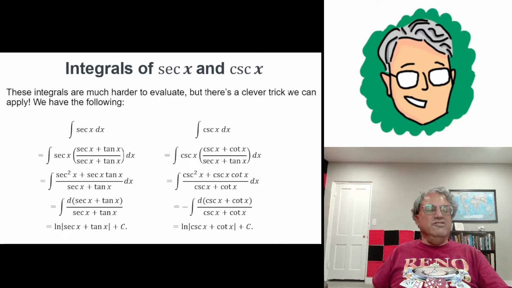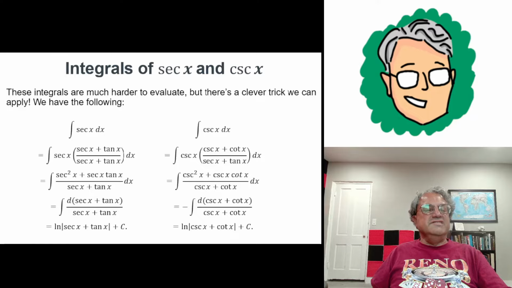And somebody figured out this trick a long time ago. I don't know who it was. It's not an obvious trick at all. But let's just look at the integral on the left, the integral of secant x dx. And by the way, there are more straightforward ways to do these integrals, but let's just do it this way for now. The important thing is just getting the result and seeing that it works.